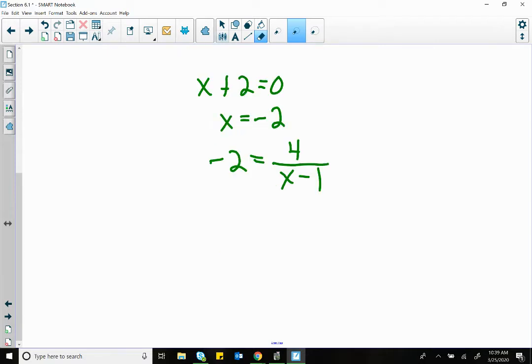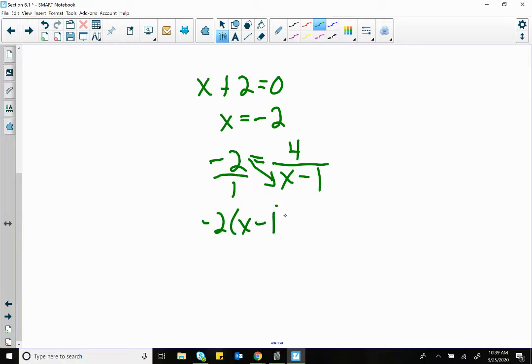Okay? So all you do, just like what we've talked about before, is cross multiply, because there's a 1 under that -2. So -2 times x minus 1 really looks like this. You are multiplying all of that. And then we have 1 times 4. So that gives us -2x plus 2 equal to 4.